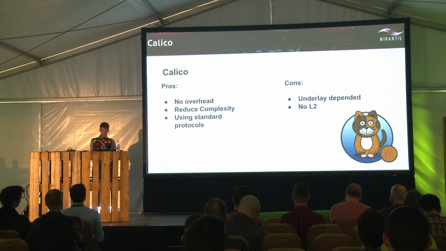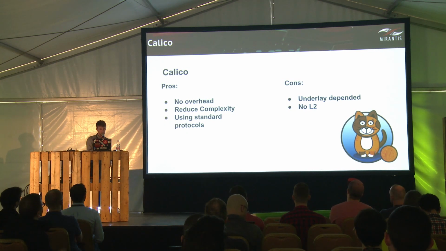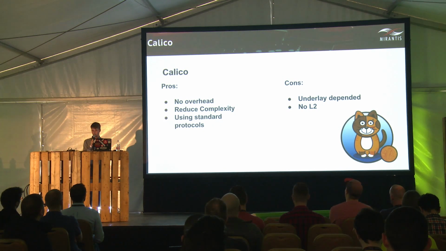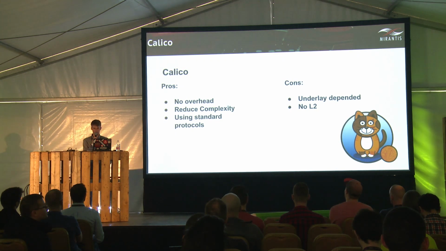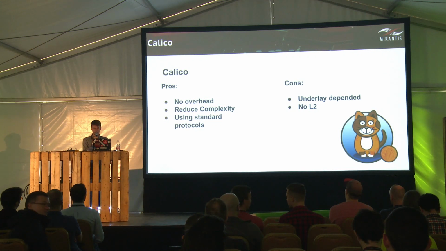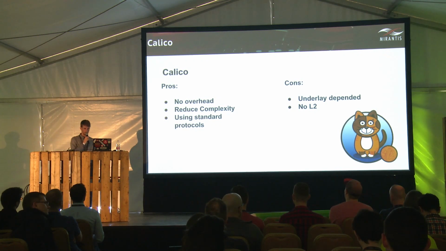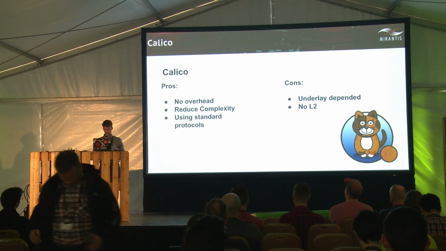Calico is really simple. You just need etcd and the BIRD daemon. So it reduces complexity, and there is almost nothing to break if you break etcd. It uses normal industry standards like BIRD, and it's easier to troubleshoot if you are familiar with this kind of legacy networking. However, there are some cons too.